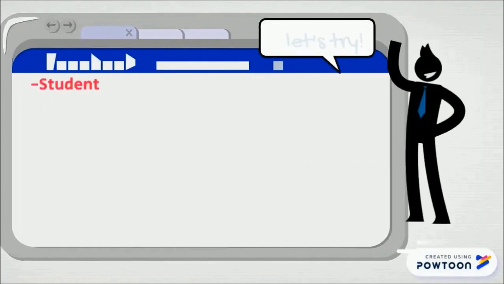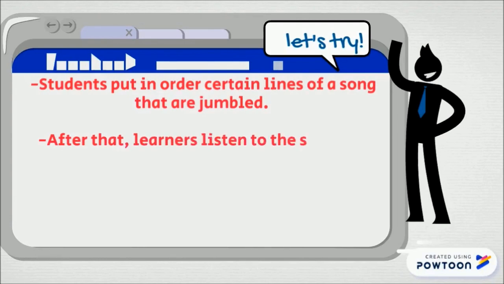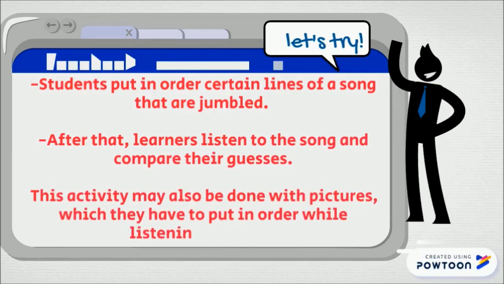In this activity, students will put in order certain lines of a song that are jumbled. After that, learners listen to the song and will compare their guess. This activity may also be done with pictures, which they have to put in order while listening to a song.